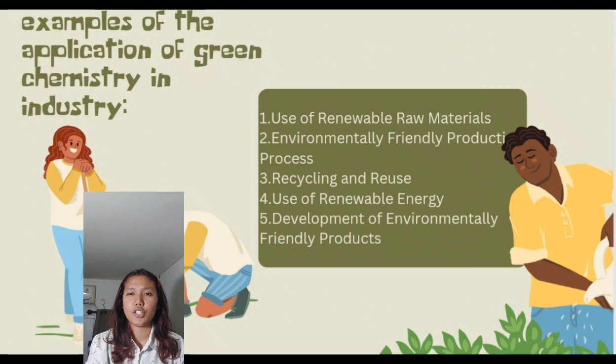Next is use of renewable energy. A manufacturing plant installs solar panels on the roof of their building to generate part of the energy needed for their daily operation, reducing reliance on fossil energy sources and reducing carbon emission.